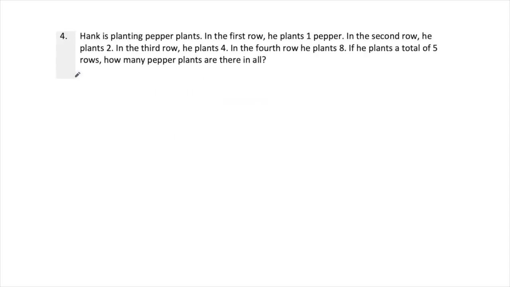For this problem, we have to figure out how many pepper plants there are. We know that in the first row he plants 1 pepper, in the second row he plants 2, in the third row he plants 4, and in the fourth row he plants 8. We can draw a table to help us solve this problem. So we have the row and the number of peppers.